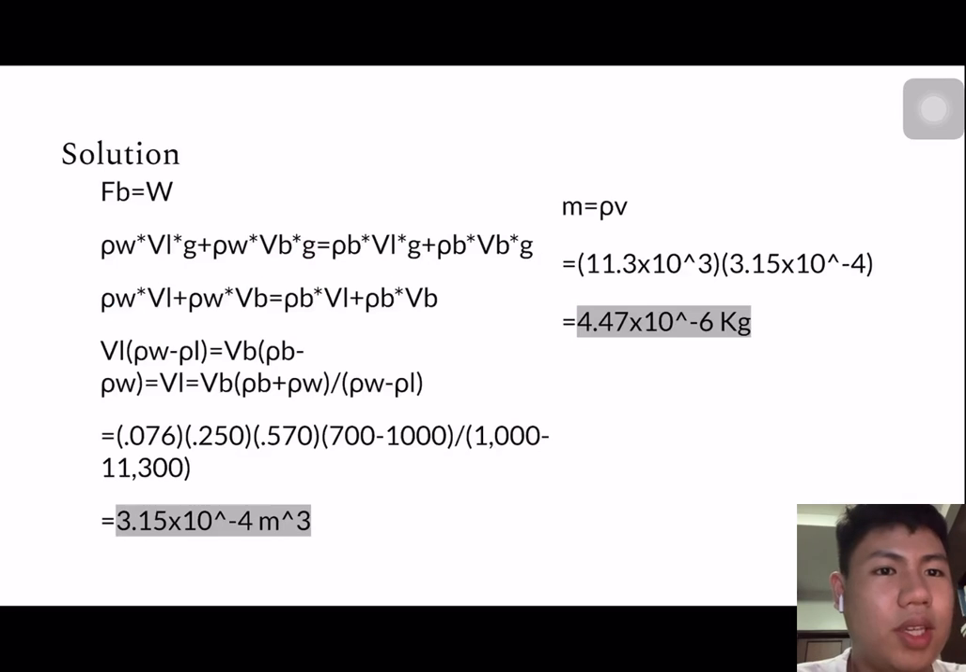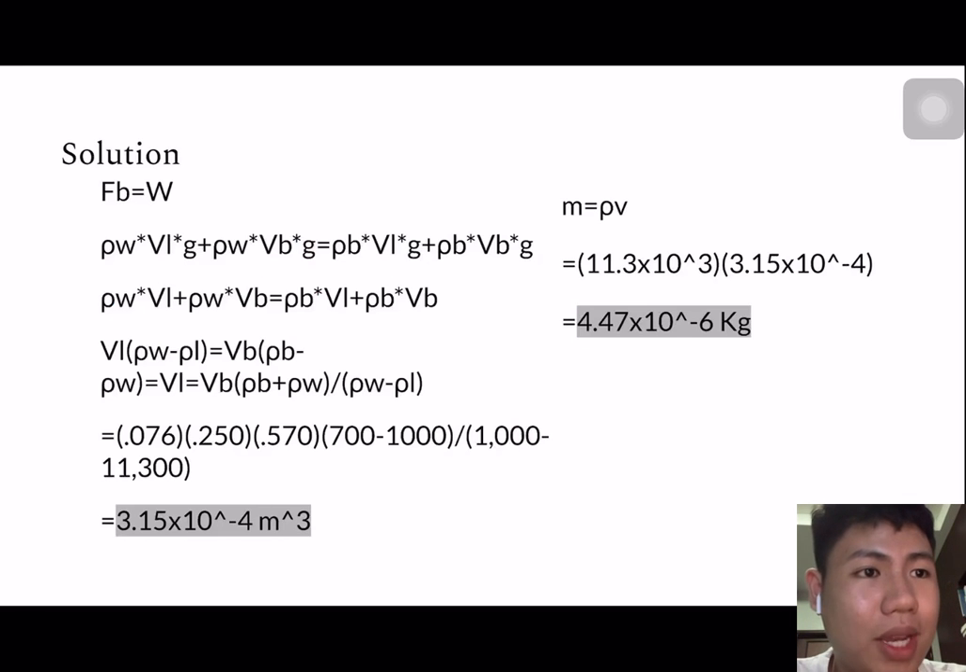So all you have to do here is isolate your VL on one side and your VB on the other side so that you can factor them out. So you get VL times density of water minus density of lead equals VB times density of your block minus density of water. Then you isolate your VL because you already have your VB, and once you multiply everything out, you get 3.15 times 10 raised to the negative 4 cubic meters.